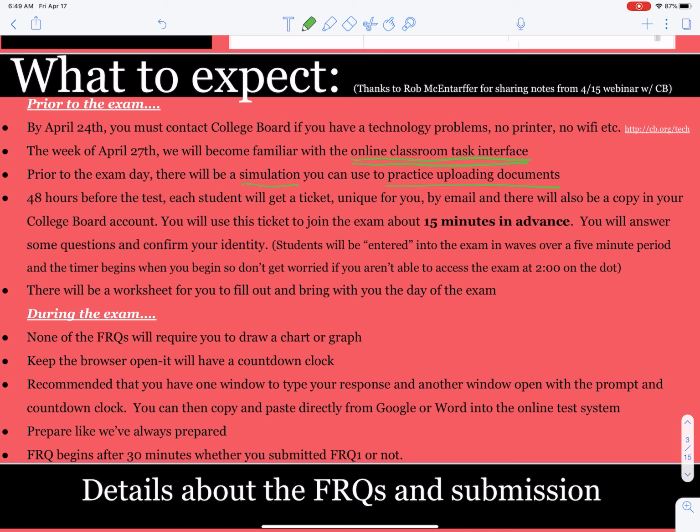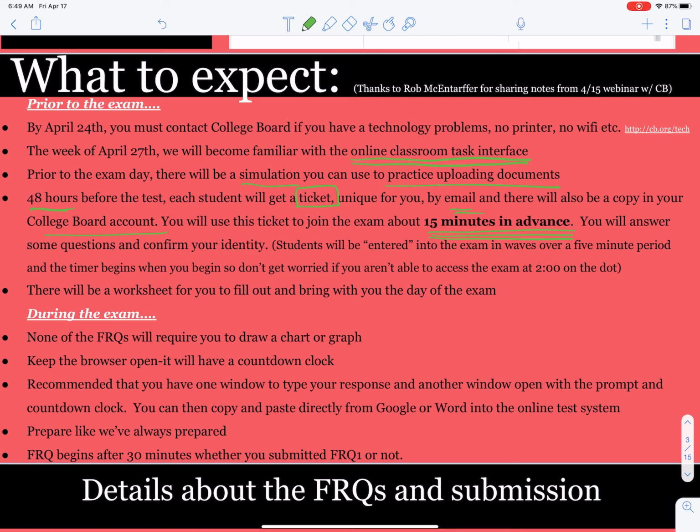And then 48 hours before the test, you're going to get a ticket. And this ticket is unique for you. You'll get it by email, and there should be a copy in your College Board account. So if you're not getting emails from College Board, please make sure you resolve that as soon as possible, so that we don't have a problem leading up to the exam. About 15 minutes before, I would suggest that you guys get on earlier than that so that there's no problems.